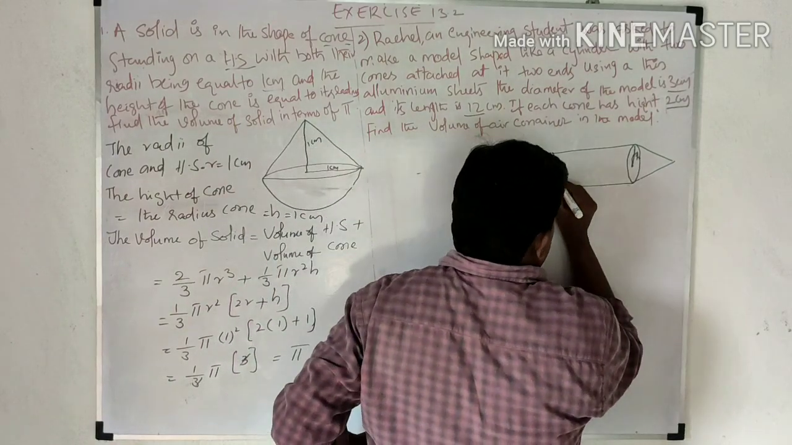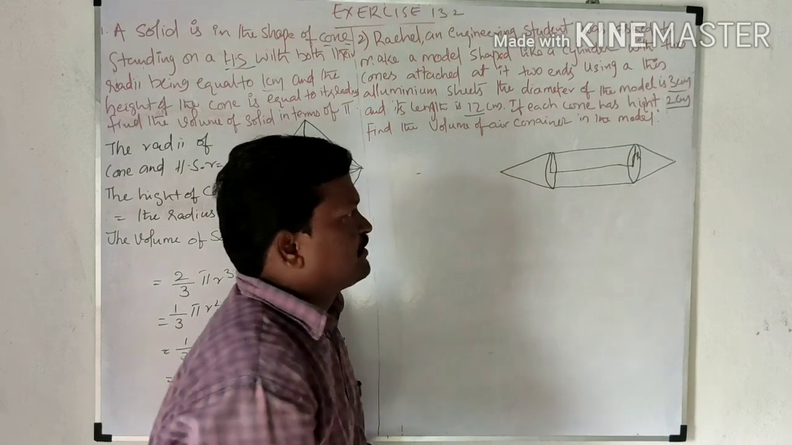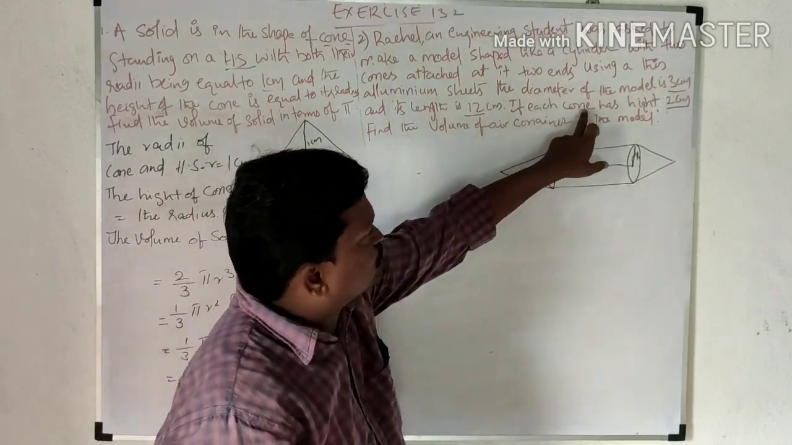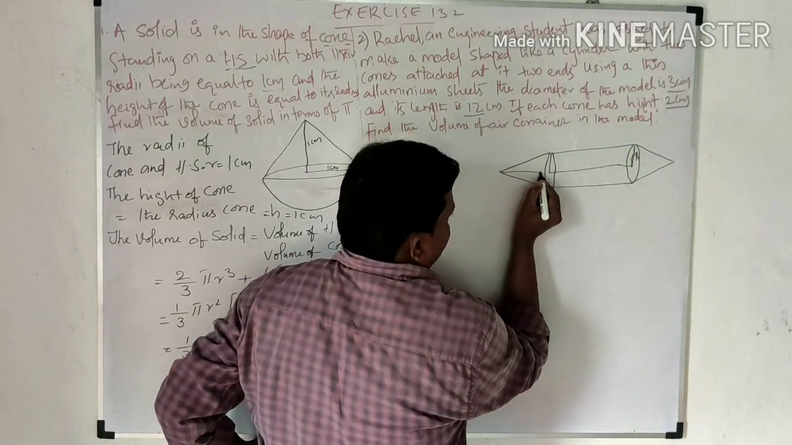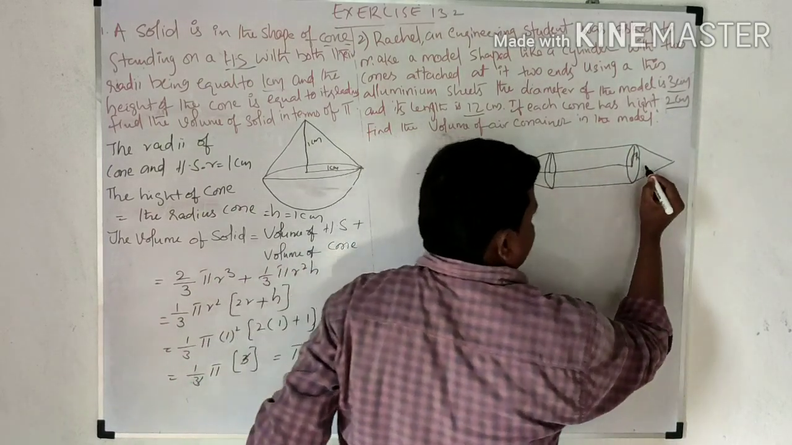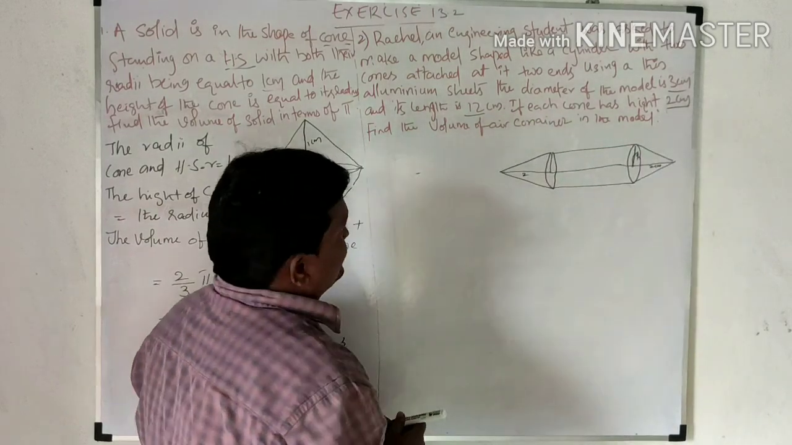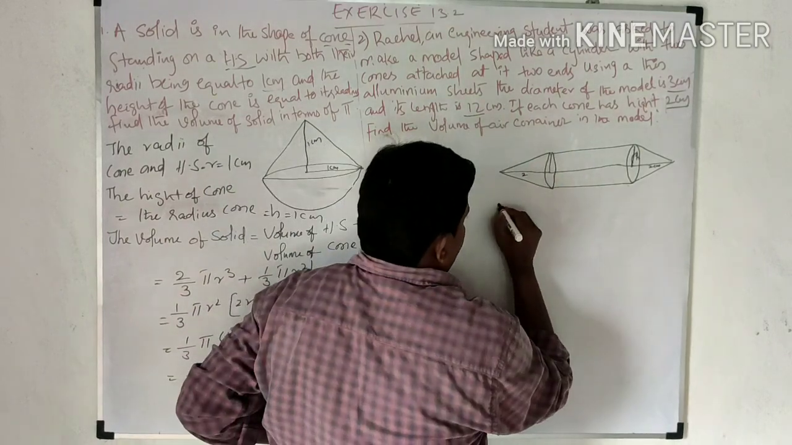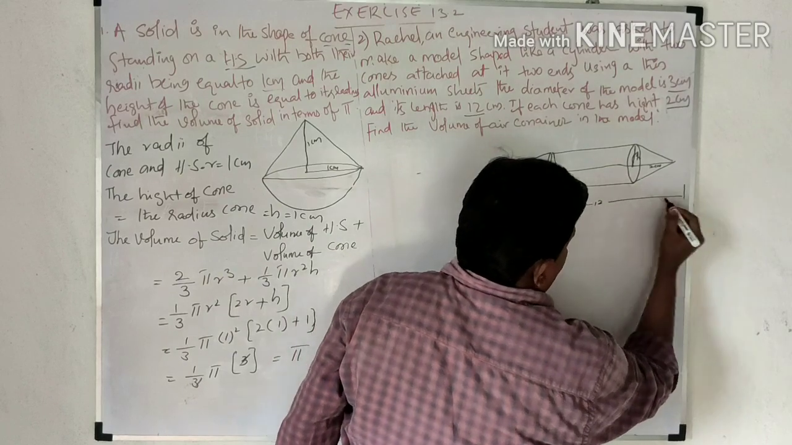But we need the height of the cylinder. Okay, but it is given that each cone has a height of 2 centimeters, so this cone 2 centimeters is there and this cone also 2 centimeters is there. But again it is given that the total length of this model is 12 centimeters, means from here to here total length is 12 centimeters.